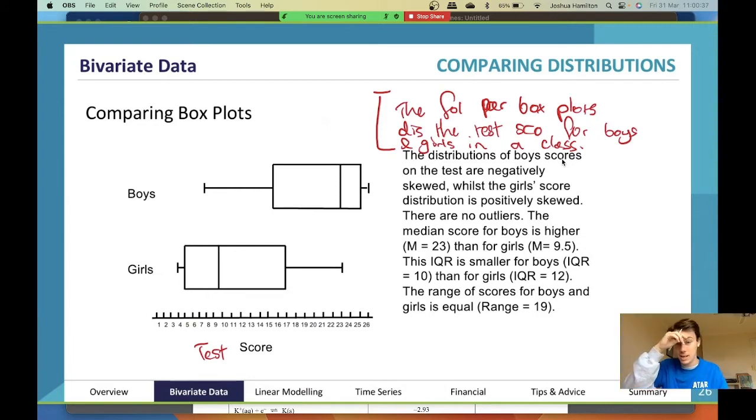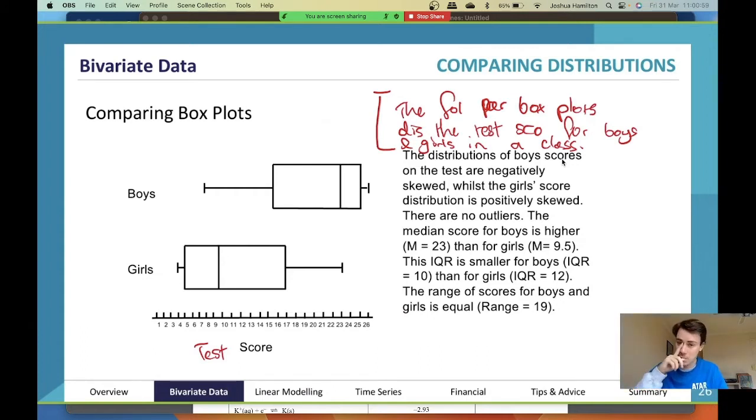So here, if you take out that context, all you've got is: the distribution of boys' scores on the test is negatively skewed, whilst girls' scores is positively skewed. There are no outliers. The median score for boys is higher than for girls. The IQR is smaller for boys than girls. The range for the scores for boys and girls is equal. That means nothing to me. I need to know what's going on. So you need to give some context.